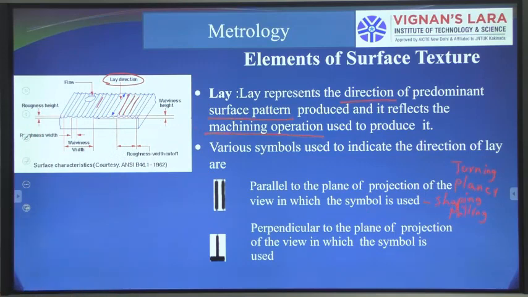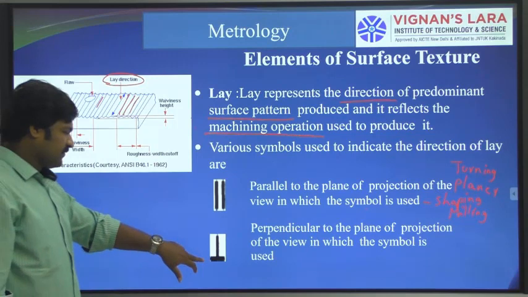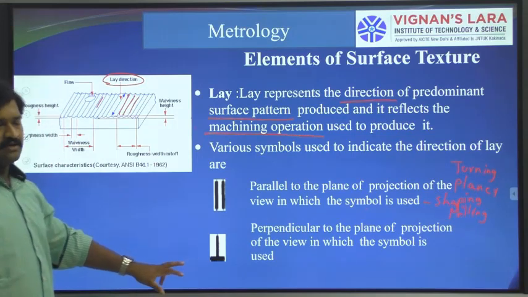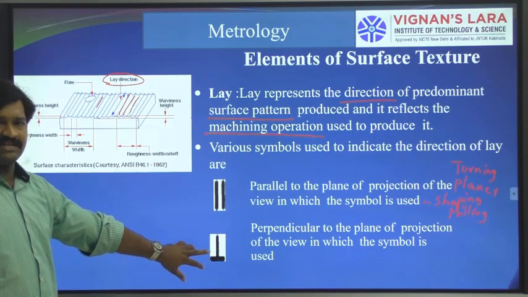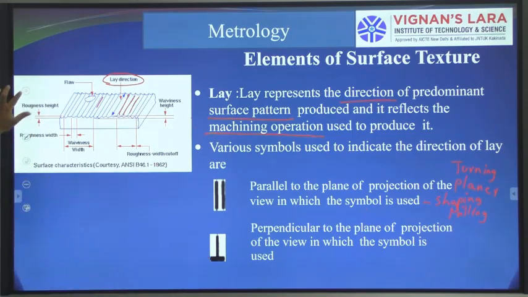Next, perpendicular lay lines. These perpendicular lay lines are perpendicular to the plane of projection of the view in which the symbol is used. So these are the perpendicular lines. This can also be observed in turning as well as facing operations.